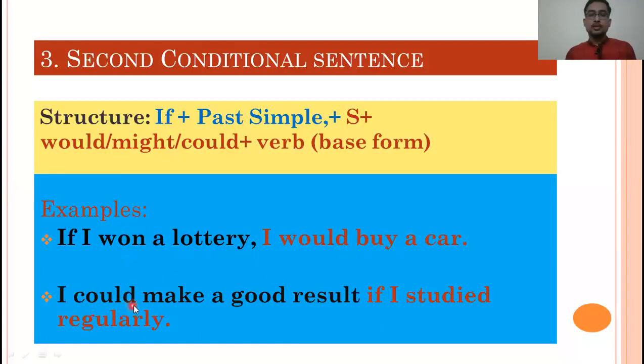In the second sentence you see I could make a good result if I studied regularly. এটা একটা hypothetical statement. আমরা জানি সেকেন্ড কন্ডিশনাল দিয়ে হাইপোথেটিক্যাল স্টেটমেন্ট এক্সপ্রেস করা হয়। তোমাদেরকে বলেছি হাইপোথেটিক্যাল মানে হচ্ছে ইমাজিনেটিভ, the things that will not likely happen in the future. So in this sentence you see in the first part the main clause.